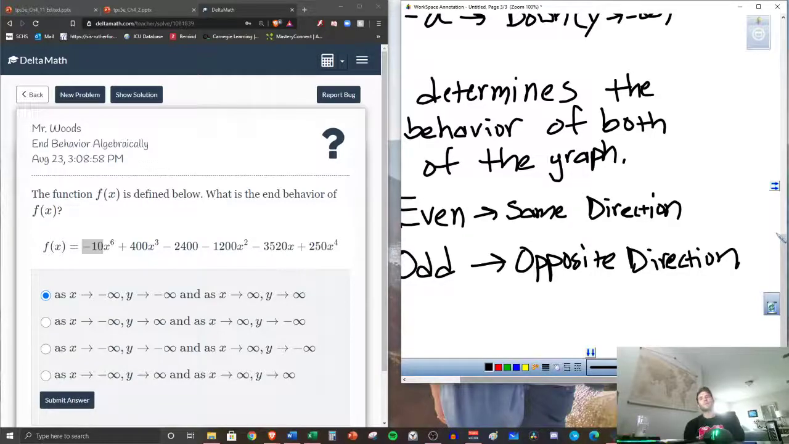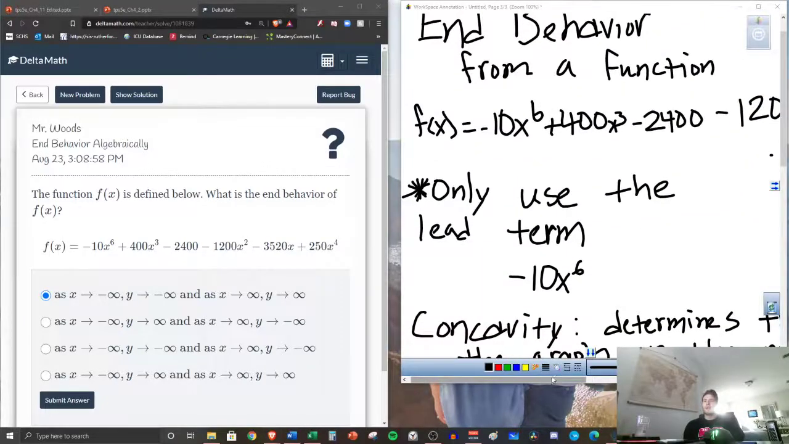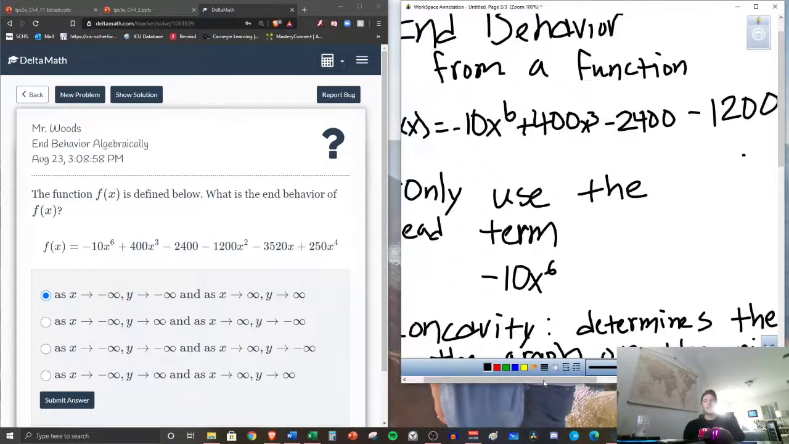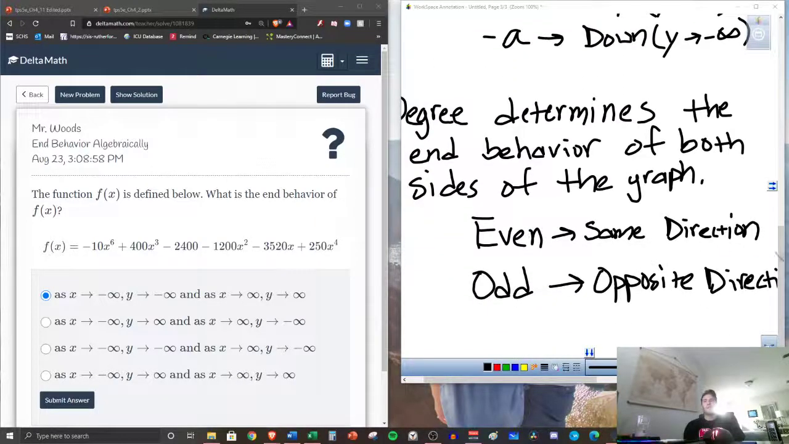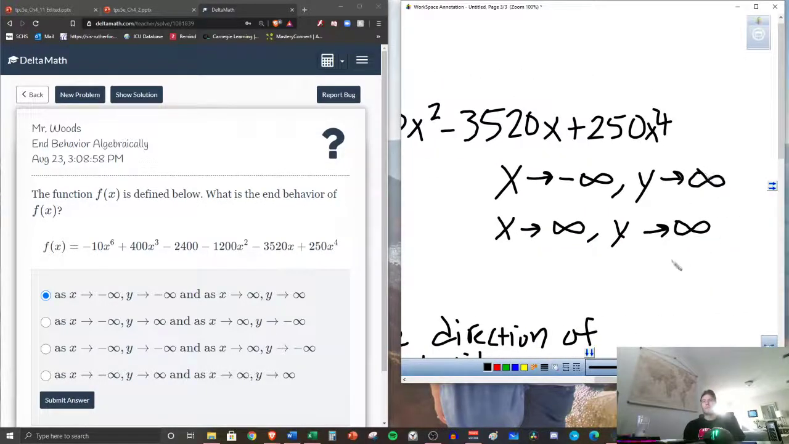Okay? So that's where we're at with this. And we know that we have an even power. It's 6. 6 is our highest power right here. If I go to my little notation over here, we said we already know that the right side is going up. Since it's even, they're going in the same direction. That's what we said right here. So this even is the same direction. So that means that this will be positive infinity.